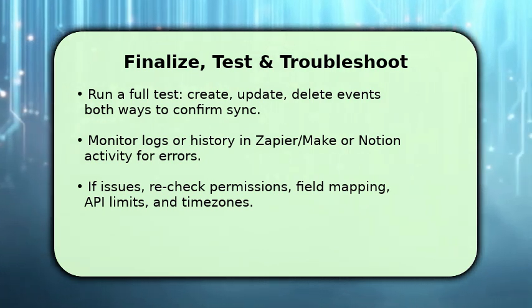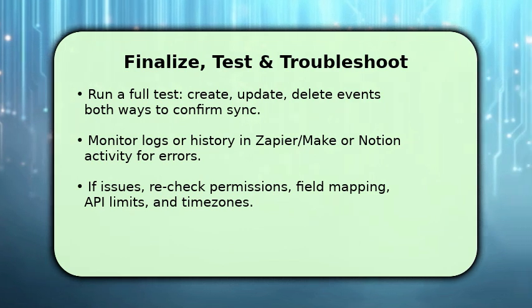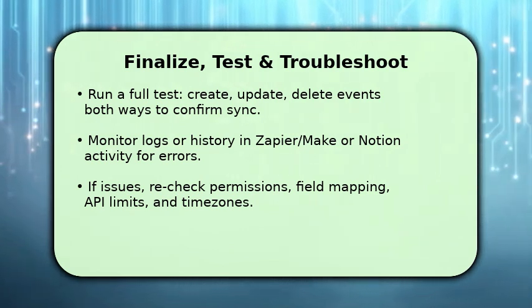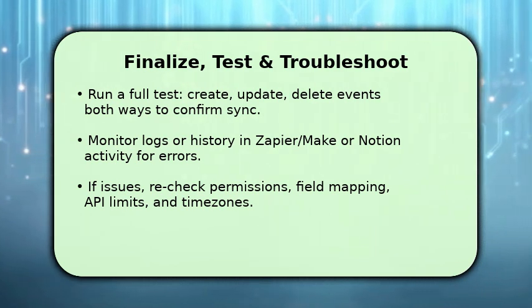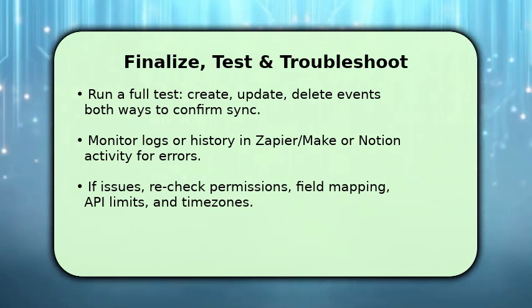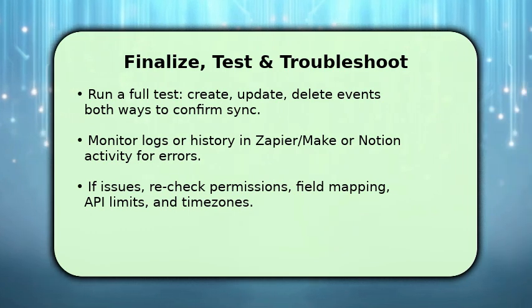If something goes wrong, recheck permissions and field mappings first, then look for API rate limits or duplicate rules. Once resolved, schedule a maintenance check, and you'll have a reliable sync.